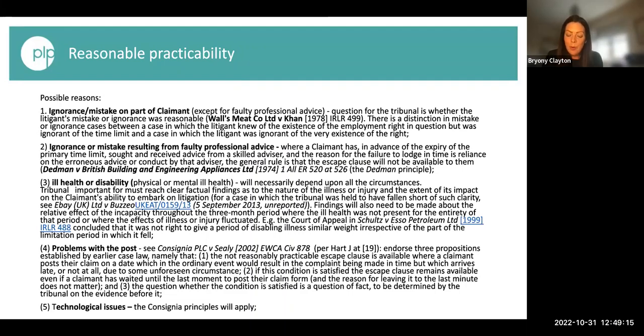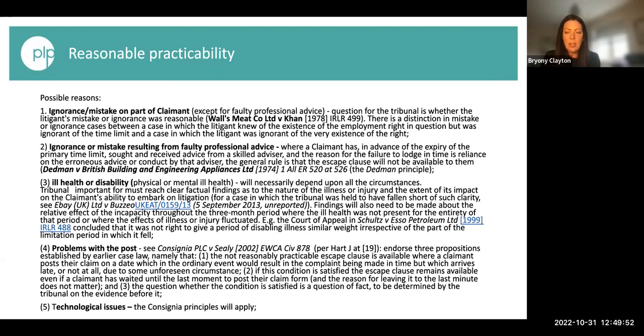Probably one of the most common ones is ignorance or mistake on the part of the claimant. And you see, we caveated that to say, except for faulty professional advice, which we've dealt with below. But the question is always whether the litigant's mistake or ignorance was reasonable. And the leading case on that is the Walls Meat case, where Lord Justice Brandon stated the impediment to a timeous claim may be mental, namely the state of mind of the complainant in the form of ignorance of or mistaken belief with regard to essential matters.